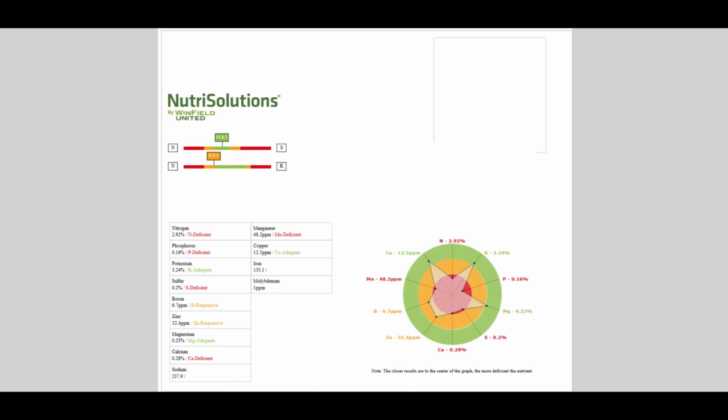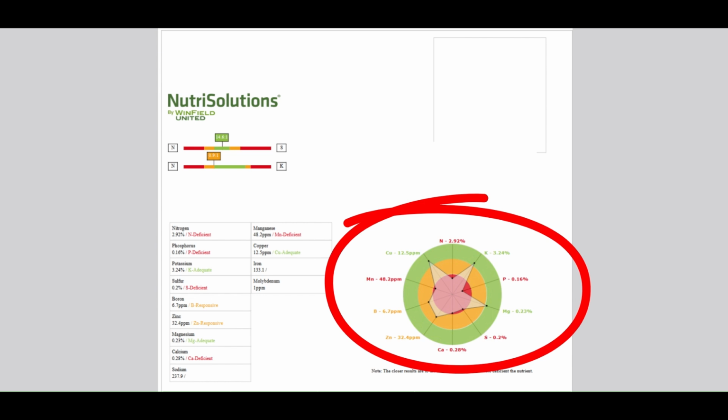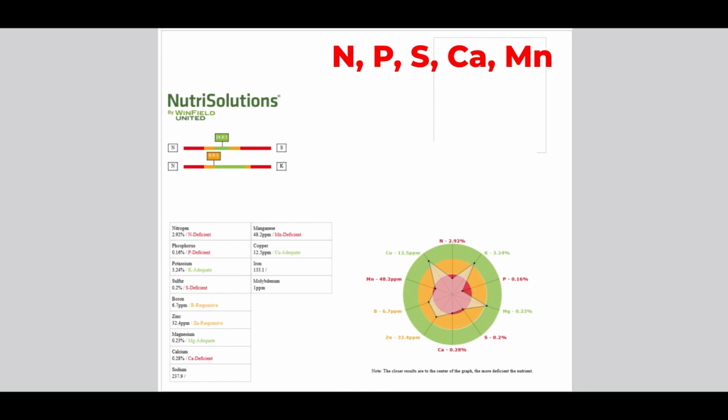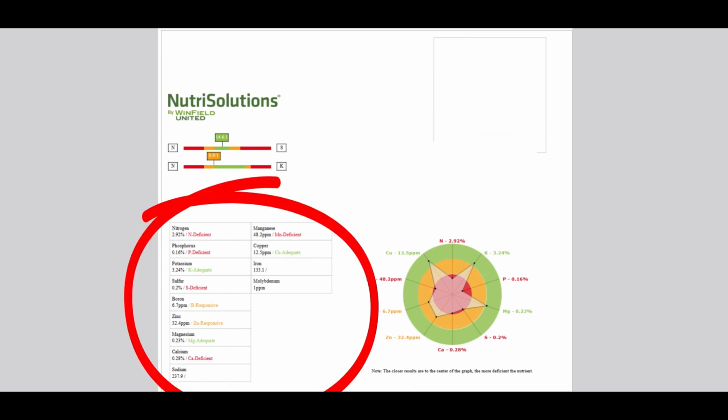Most reports also include a radar or spider chart. It might look complicated at first, but it's really just a quick visual summary of the results. Think of it like a dartboard. The center represents deficiency, the middle ring represents responsive, and the outside edge represents an adequate nutrient level. The nutrients closest to the middle are the ones that deserve your attention first. It's an easy way to spot potential problems before digging into the numbers. In this case, nitrogen, phosphorus, sulfur, calcium, and manganese are testing deficient. Boron and zinc are testing responsive, and potassium, magnesium, and copper are testing adequate. Each individual value for each nutrient is listed to the left of the radar chart.